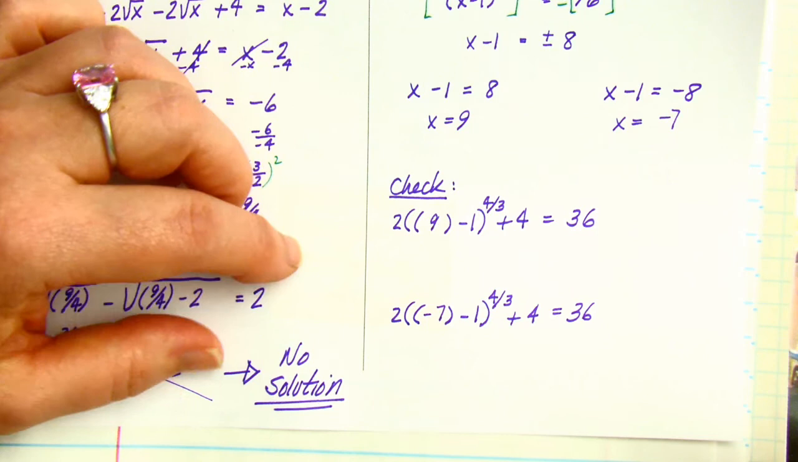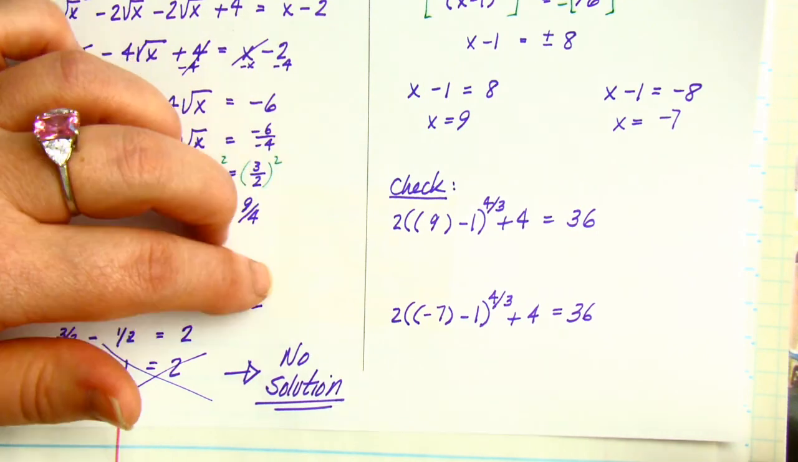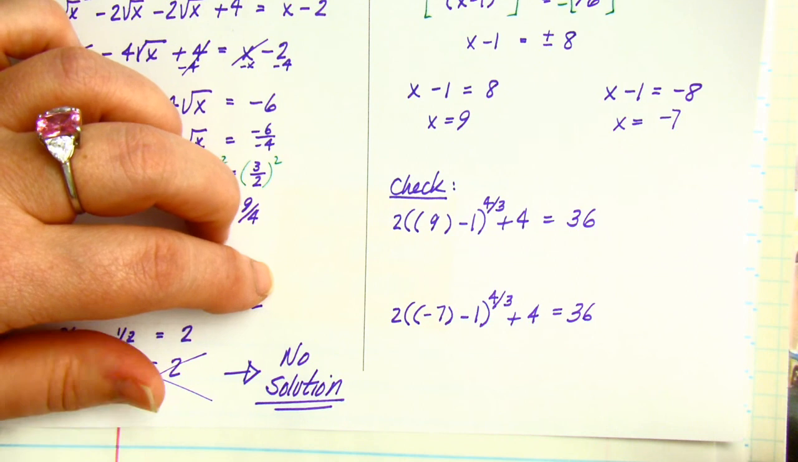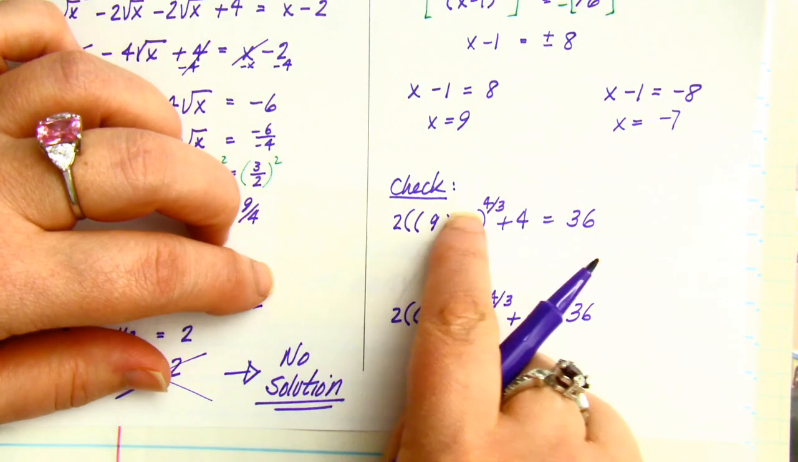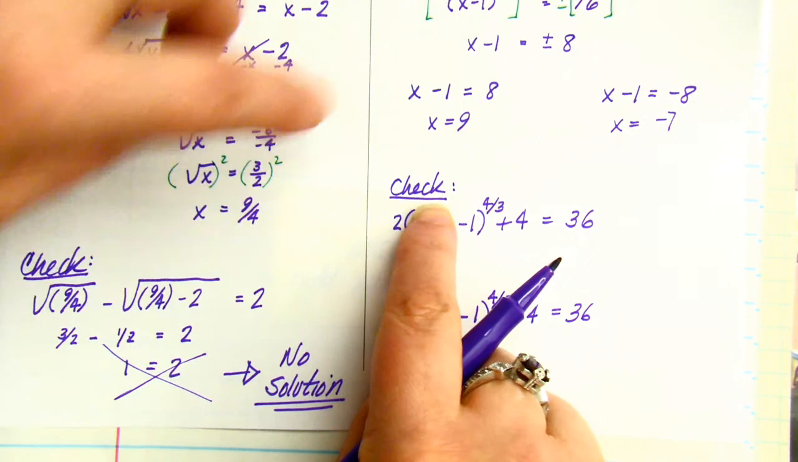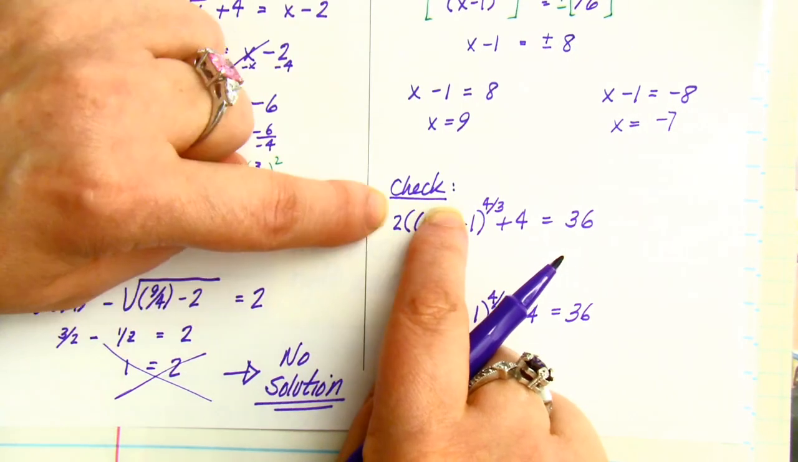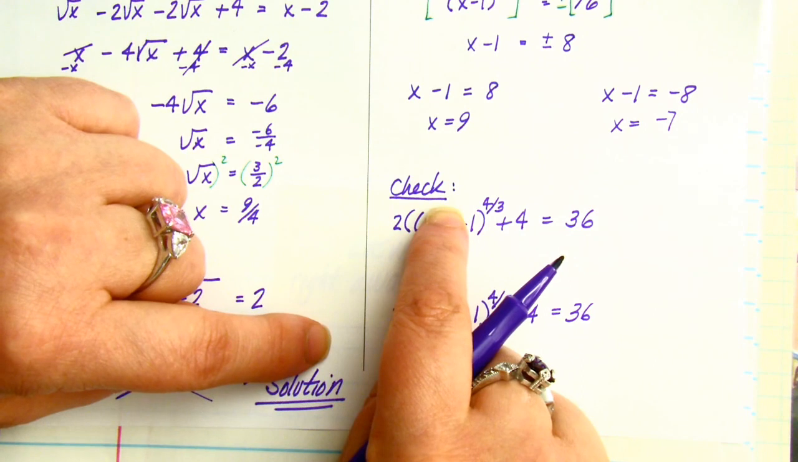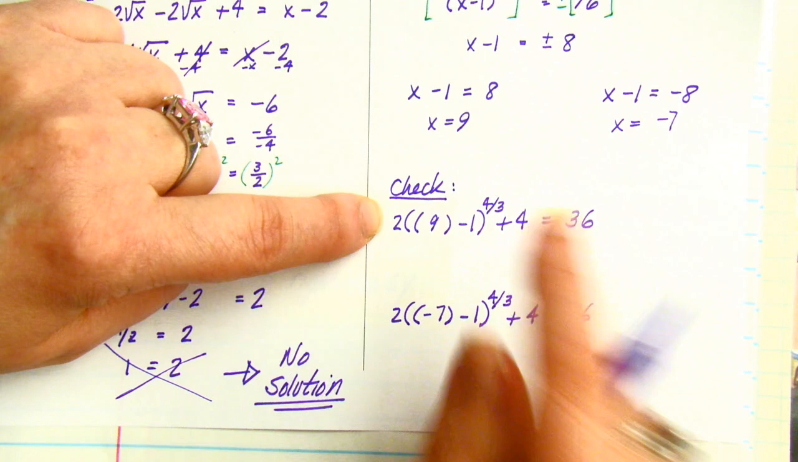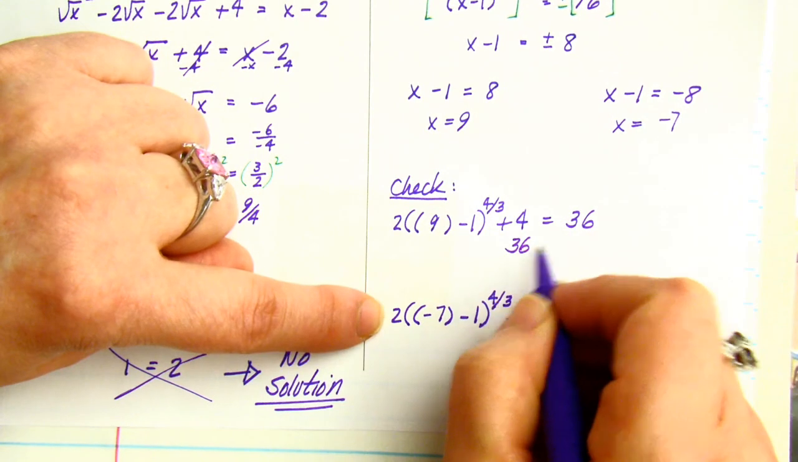All right, again, you can use the calculator to aid you, unless you know your order of operations. 9 minus 1 is 8. Inside the parentheses is 8. This cube root is applying to this 8 only, not the 2. Right? Cube root of 8 is 2. 2 to the 4th is 16 times 2 is 32. Plus 4 is 36. It works.